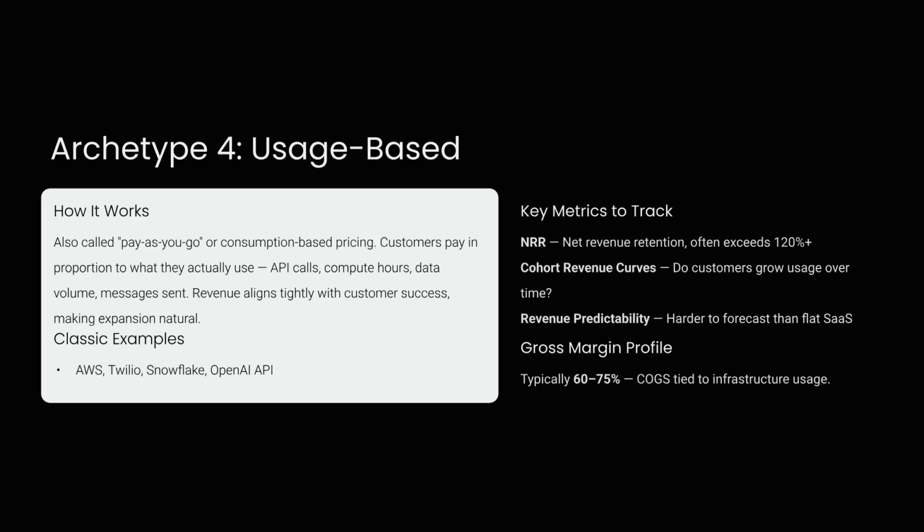Archetype 4 is usage-based, where customers pay for what they use, aligning revenue tightly with customer success. Key metrics are net revenue retention, cohort revenue curves, and revenue predictability. Gross margins are typically 60 to 75%.